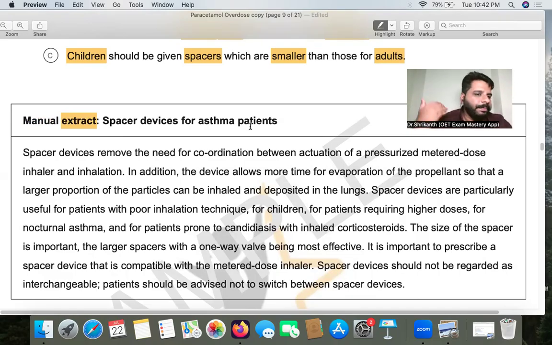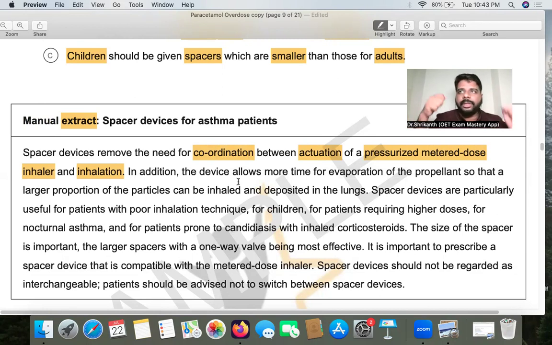Now let's read sentence number 1. Spacer devices remove the need for coordination between actuation of a pressurized metered dose inhaler and inhalation. So coordination basically means what? For example, when you're driving, you need to have eye and hand coordination. Both your eyes and hands and legs, everything should be working in coordination. So when multiple things are working together harmoniously, that is what we call coordination.